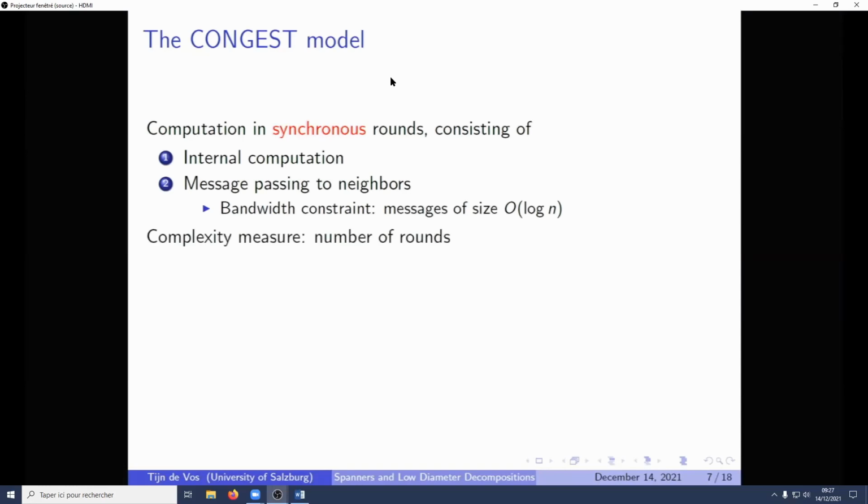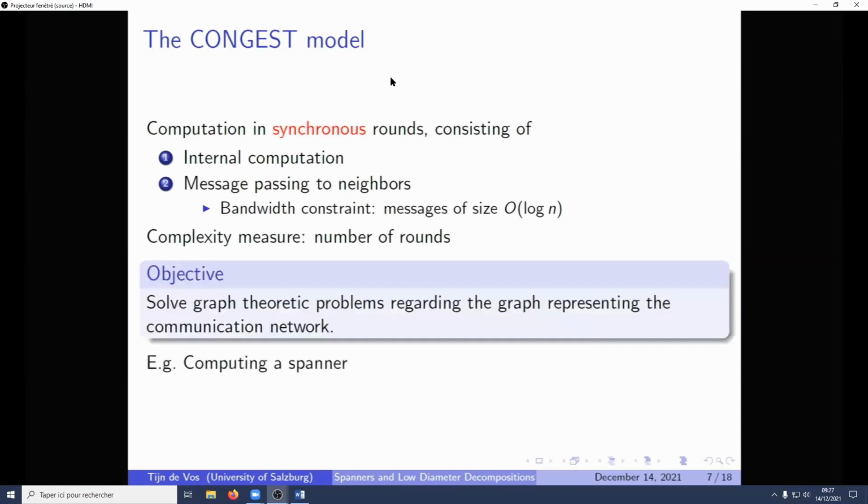The complexity we consider is the number of rounds. That's what we want to try to minimize. In general, we don't care too much about how many messages there are, but that's a second order complexity measure. The objective will be to solve some theoretical graph problem on the communication graph, and in this talk, this will be computing a spanner on the communication graph.